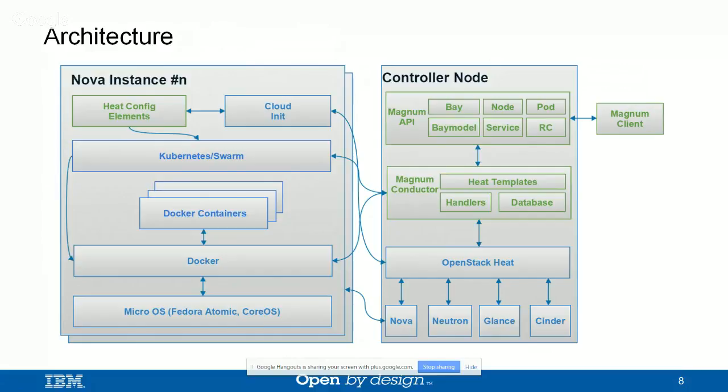On the left side there's a Heat config element. These are the Heat sub-configs that do your software configuration, and they perform all the configuration for Docker, Flannel, etcd, and so on. So once everything comes up, you have a Kubernetes or Swarm cluster in the middle there, and it runs on top of Docker. And as you launch a container, Docker is going to kick off those Docker images and run them as containers within the node. So that's the high-level architecture for Magnum.